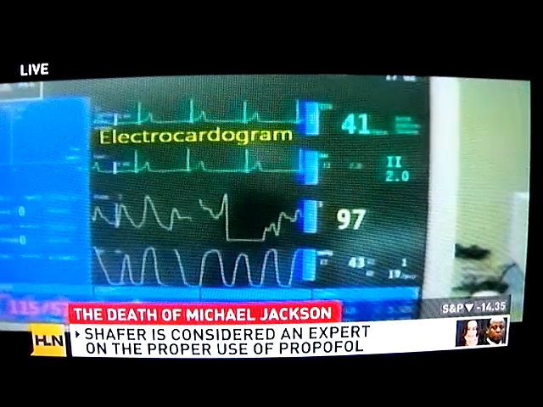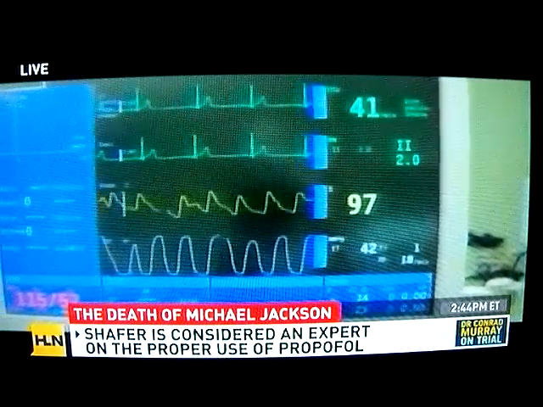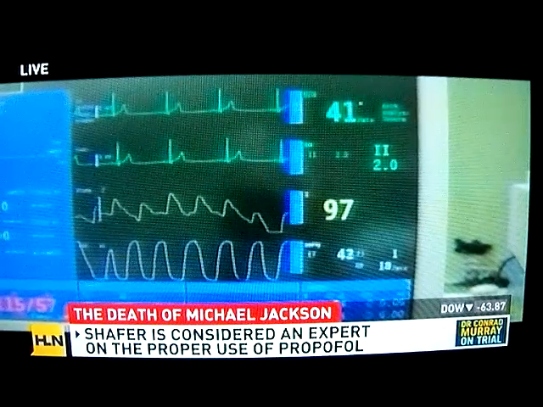Yeah, here's the electrocardiogram up here. EKG waveform. This is the pulse oximetry shown here. And finally, this nice regular pattern here is the capnometry. That's the carbon dioxide.